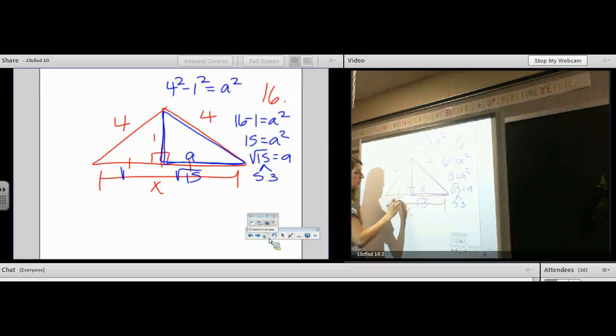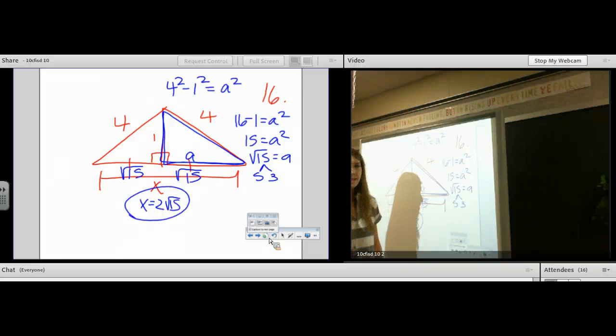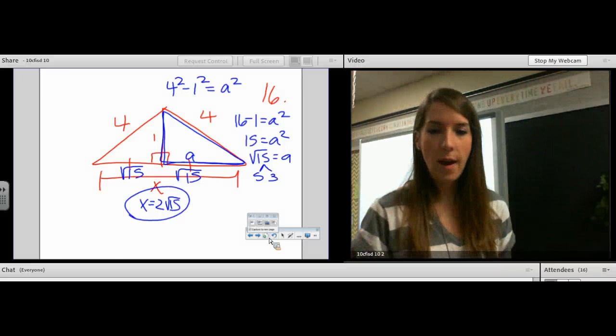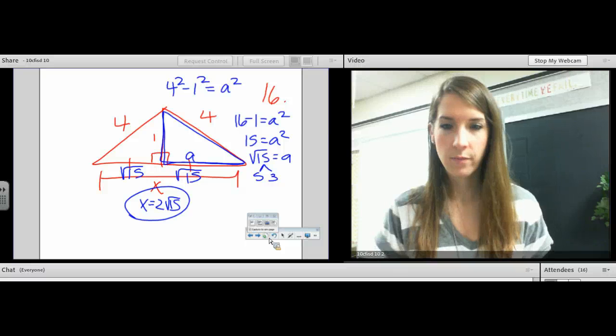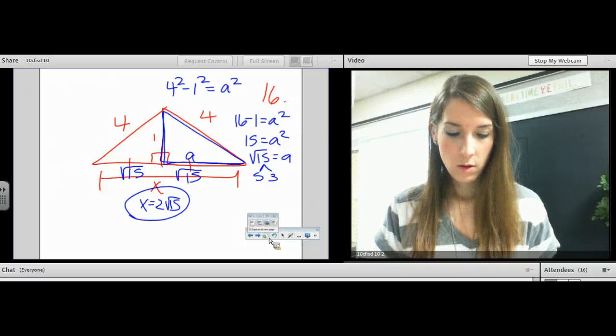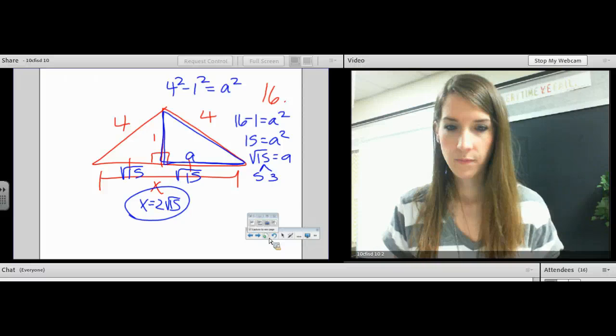That means this one is the square root of 15. There's 2 of them, so x is 2 root 15. You're adding them. 1 plus 1 is 2. You add the numbers outside. Are we okay on number 16?